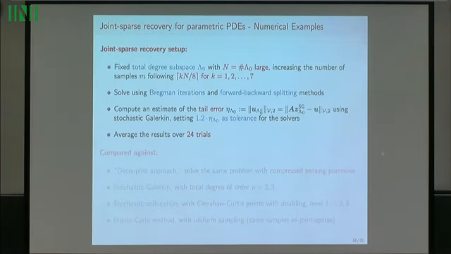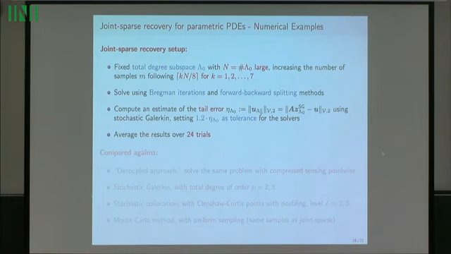The setup for how we're actually going to run these experiments is that we're going to fix a total degree subspace lambda naught with n large, isotropic, and we're going to increase the samples according to this rule. I'll take k from 1 through 7, and I'll multiply k times n over 8. So I'm looking at various ratios of the cardinality of the subspace that I'm approximating in.